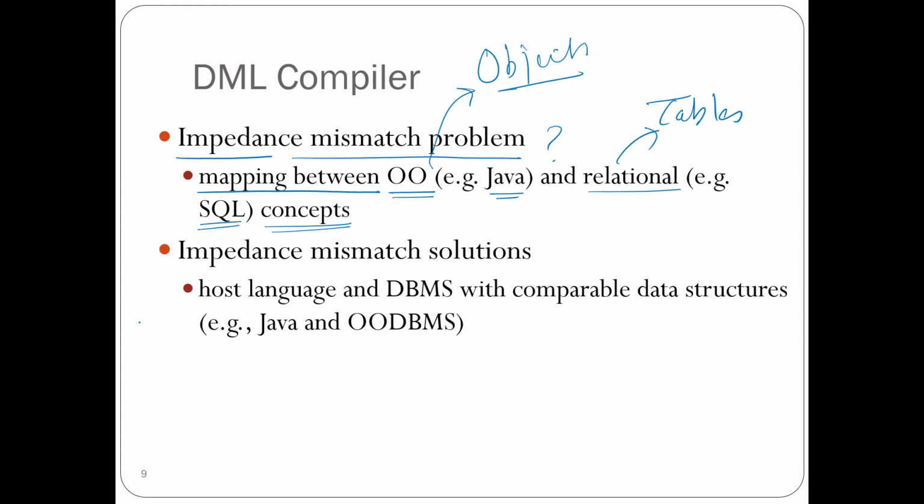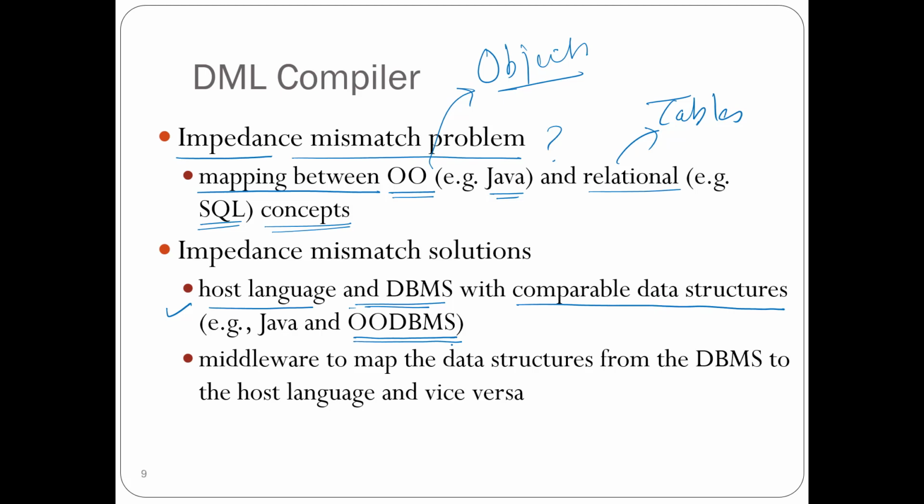So, we can use a host language and the DBMS in such a way that they have comparable data structures. In that kind of solution, we will not use relational databases or relational DBMS. In place of relational DBMS, we will use an object-oriented database management system. Now, if you have a host programming language like Java, which is object-oriented, and your DBMS is also an object-oriented DBMS, then yeah, the problem is solved. We have the compatible data structures here.